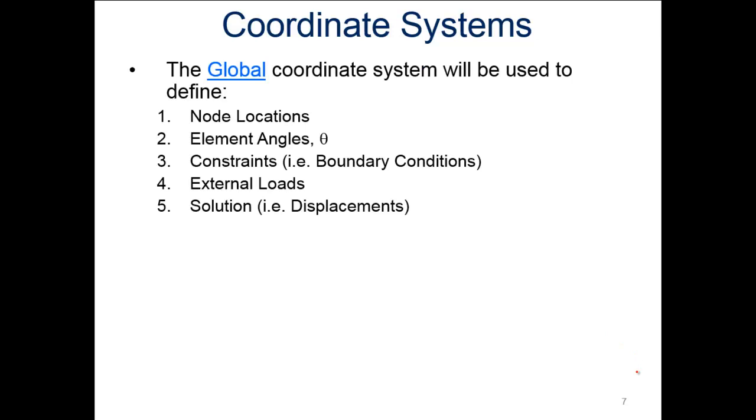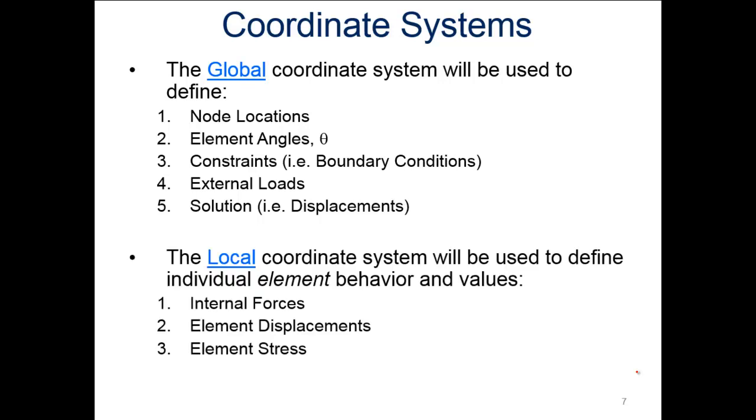So looking at the coordinate system, the global coordinate system will be used to define the node locations, where they are in all the space, element angles, constraints or boundary conditions, external loads, as well as the overall solution displacements that we're going to come up with. And we'll talk through all, and you're going to see all these as we go through the presentation here. The local coordinate system will be used to define individual element behavior and values. So within an individual element, we're interested in internal forces, displacements of the element itself, and element stresses. So let's go look at that.